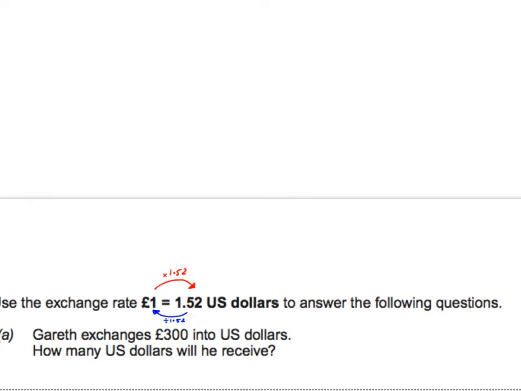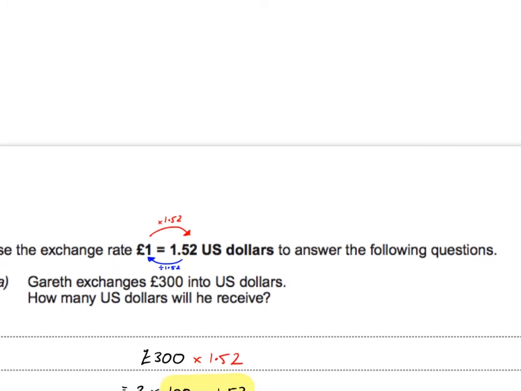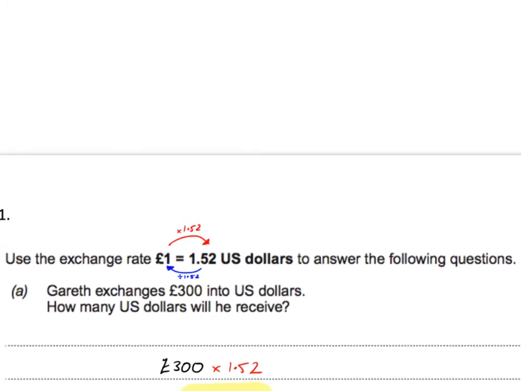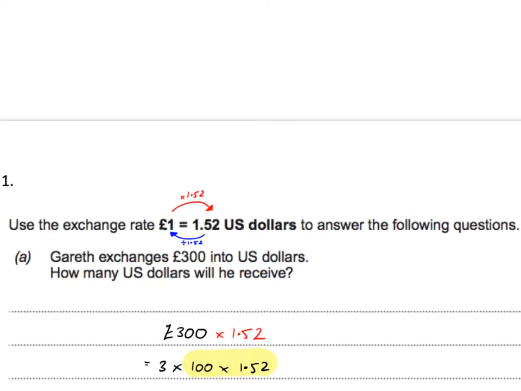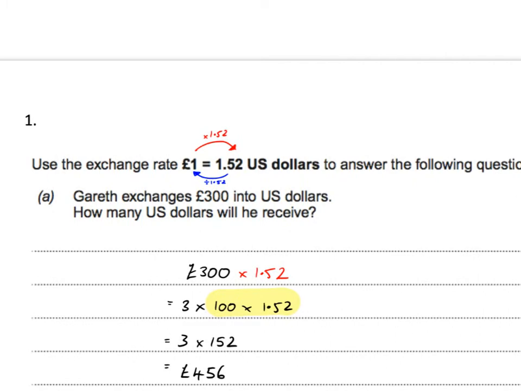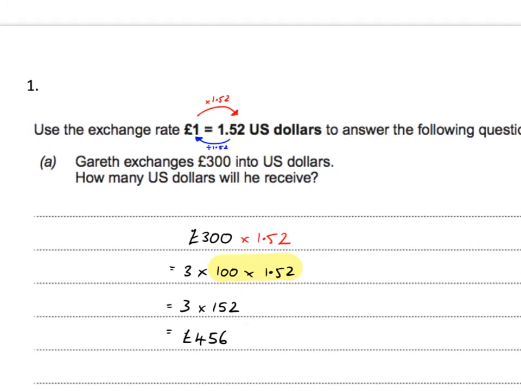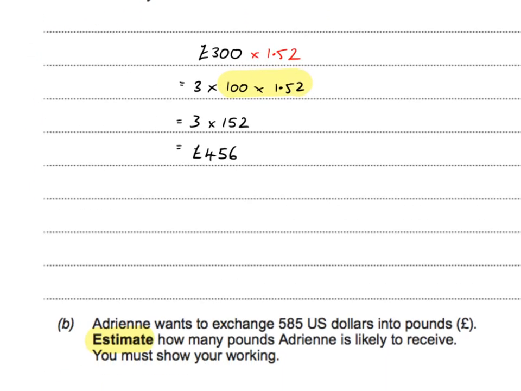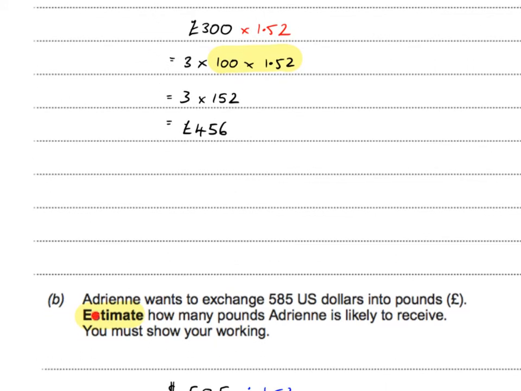Now, the only way they'll be able to put this into a non-calculator paper is if this number is nice, and it is. 300 times by a decimal is very nice. It's just going to move the decimal 2 places because there's 2 zeros. So what I've done here is that it says £300, so I'm on pounds, get to dollars, so I'm timesing by 1.52. I've then split my 300 into 3 times by 100. I then did 100 times by 1.52, which came to 152, and I then times that by 3 to get 456.